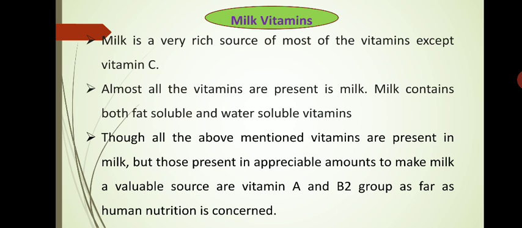In fat soluble vitamins, you can find that vitamin A is there, vitamin D is there, vitamin K is there. Okay. Though all the above mentioned vitamins are present in milk, those present in appreciable amount to make milk a valuable source are vitamin A and the vitamin B2 group as far as human nutrition is concerned. So mostly vitamin A and vitamin B12 complex are most important as far as human nutrition is concerned, and these are mostly present in milk.